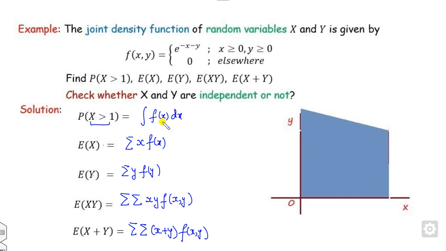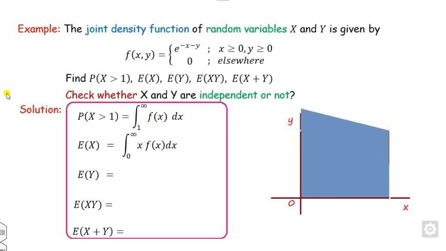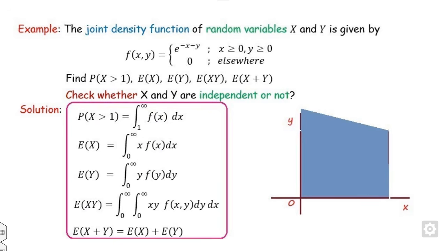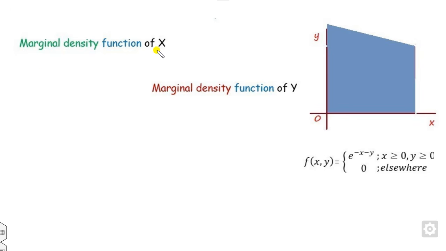Now how can you find this f of x? What is f of x? A function which is dependent only on x, it means it is a marginal density function. Here is also the marginal, and so on. But here this is my joint density function. So in order to solve this, we need to find the marginal density function. So we will first calculate the marginal density function of x.